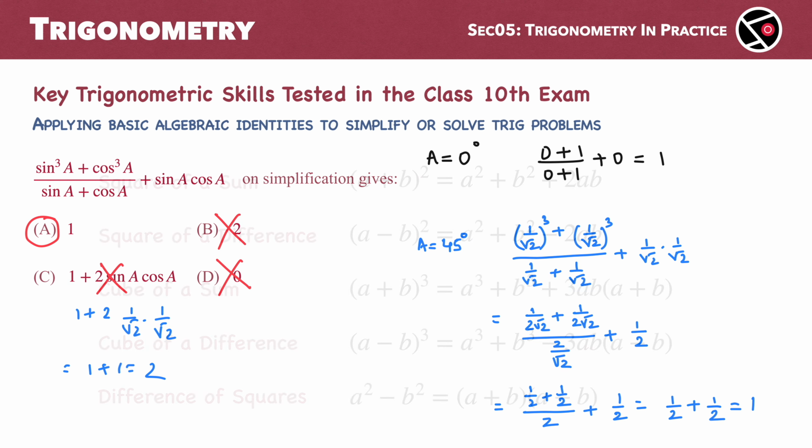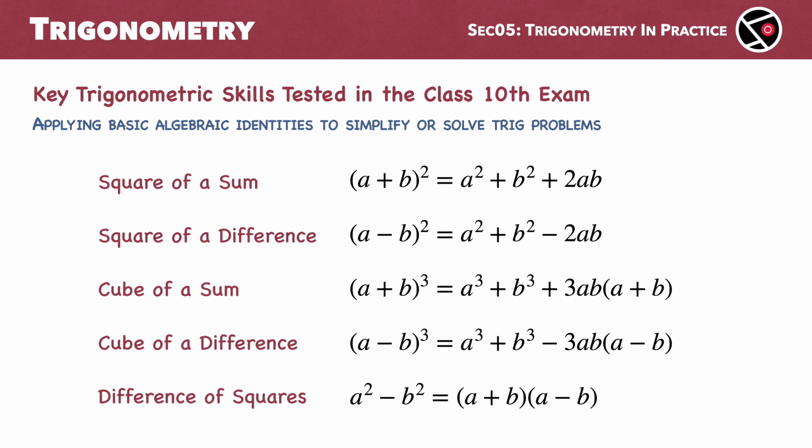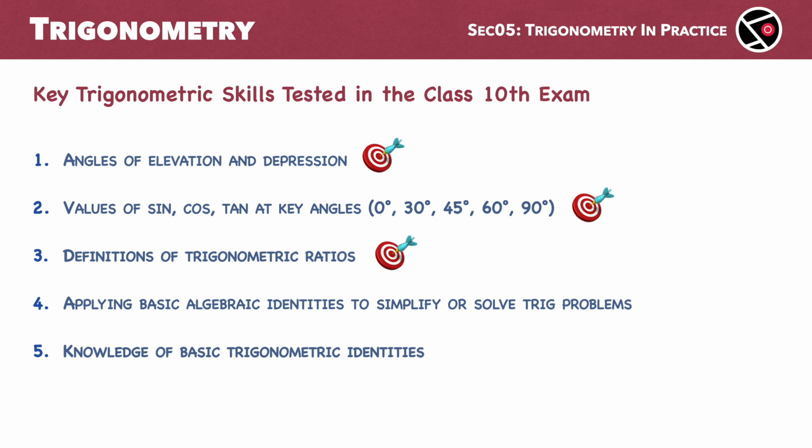Here is a list of basic algebraic identities that you should keep in mind while solving trigonometry questions. These are quite straightforward, and I'm sure you already know them, but it's important to scan each question quickly and spot where one of these might apply. Using the right identity at the right moment can make a lot of difference. With this, we are done with skill number 4. Applying basic algebraic identities to simplify or solve trigonometric problems.